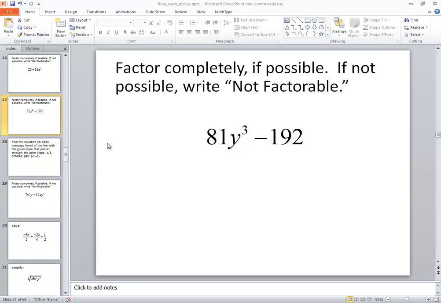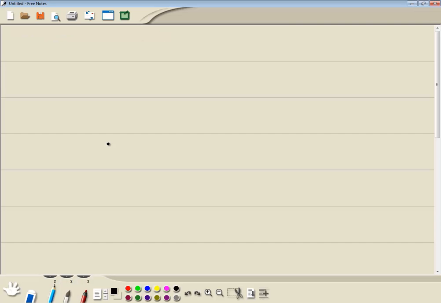Take a look at this problem. We want to factor completely, if possible. If not possible, write not factorable. So we got 81y to the third minus 192.